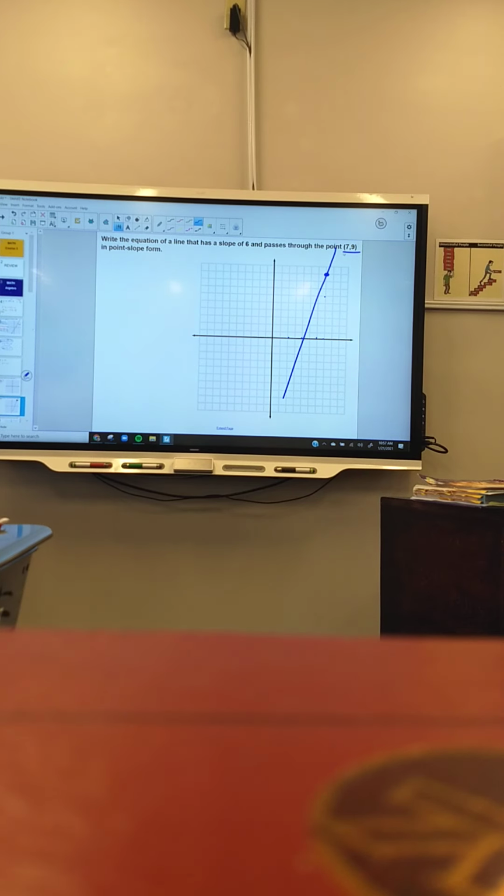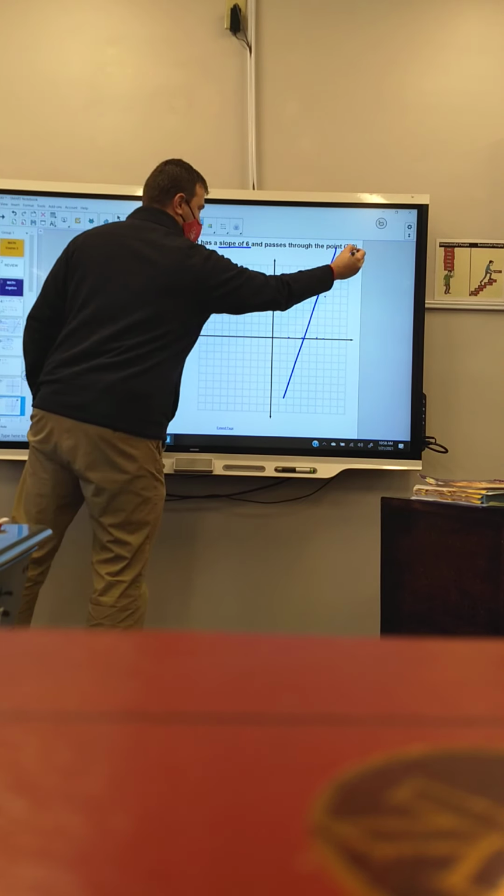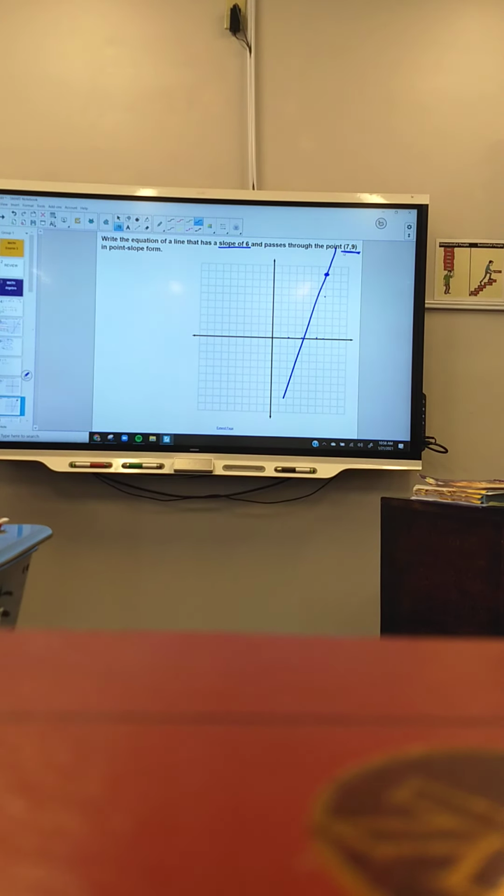If you wanted to do that first, if you're more comfortable with it, that's fine. But I don't even need this graph to show me this. The fact that I've got information, a slope of 6, and a point, tells me I can plug it into one of those two forms for the equation of a line.